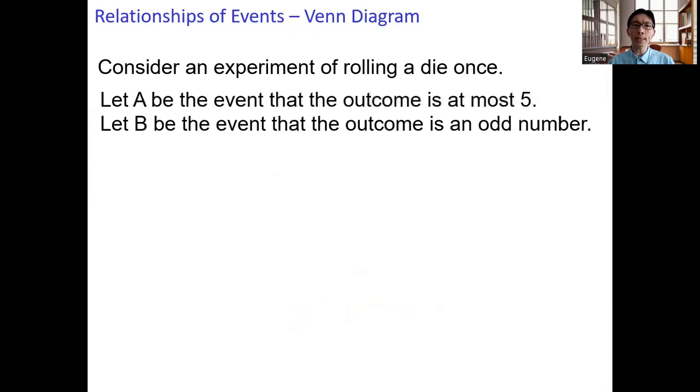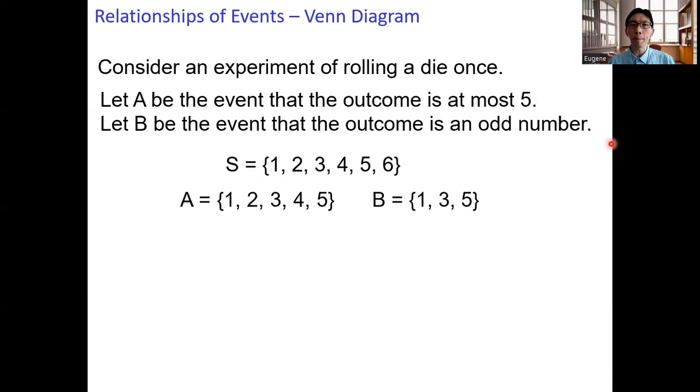Let's take a look at another example. Now let event A be the event that the outcome is at most 5, and B be the event that the outcome is an odd number. Write out all the possible outcomes in the sample space as well as the corresponding outcomes in event A and event B. So A is the event that the outcome is at most 5, so event A consists of the numbers 1, 2, 3, 4, and 5. And event B is the outcome corresponding to an odd number, so event B consists of the numbers 1, 3, and 5. Construct the Venn diagram.